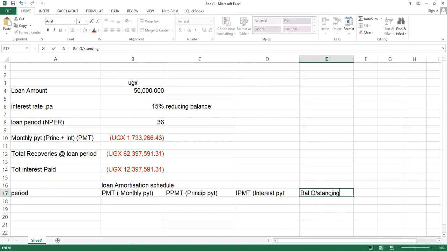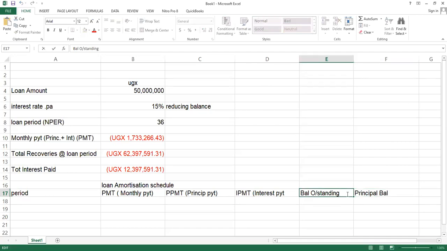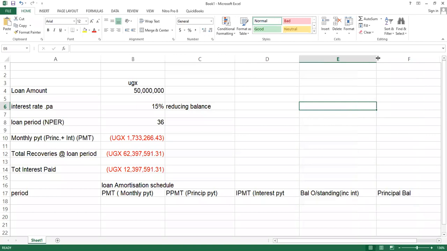And of course, this balance outstanding would be inclusive of the interest. Okay, maybe later on I can put something principal balance at the end. Principal balance. Because you may find that at any one time you may want to repay your loan. So meaning that you need to know the outstanding principal. But this balance outstanding includes interest.